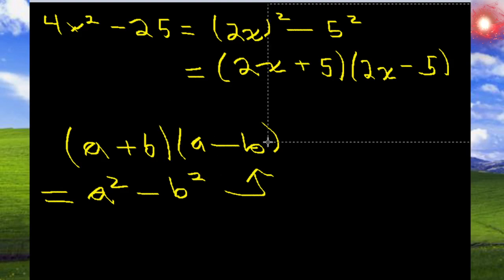Okay, moving on. Next question. Let's change to a lovely bright red. So we have 2x squared plus 5x minus 12. How can we factor this?